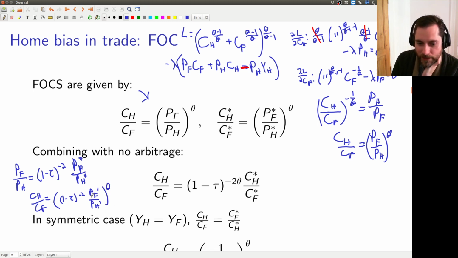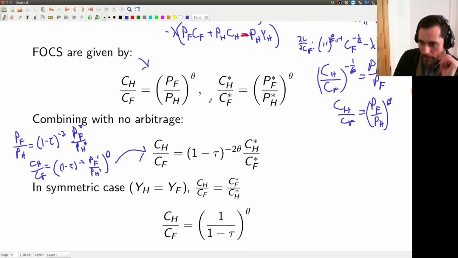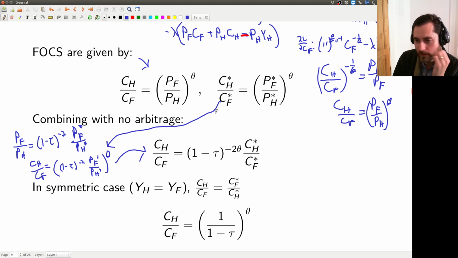So that's fine. And then for the next step, we can actually substitute PF star divided by PH star to the power theta. We can substitute that out with CH star divided by CF star. So we actually get this expression, and then that theta is going to be multiplied by the negative 2. So we get this thing here. So actually this is just one more substitution. We get this equation. Maybe I should draw another line here. Putting that into here, we get this.